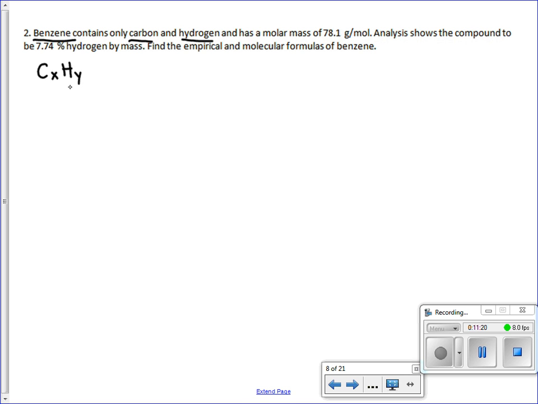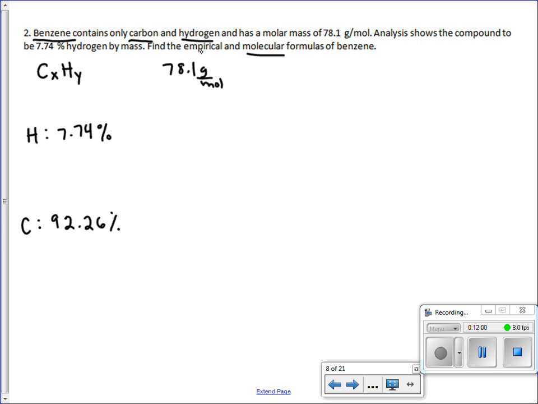No oxygens, no nitrogens, anything like that. It also tells us that the molar mass of the compound is 78.1 grams per mole. That's going to be useful when we get to the molecular formula part of this. Analysis shows that the compound is 7.74% hydrogen by mass, which means that the carbon has to be 92.26%, because whatever is not hydrogen has to be carbon, and that's dictated by the fact that it told us that it was only a hydrocarbon compound containing carbon and hydrogen.